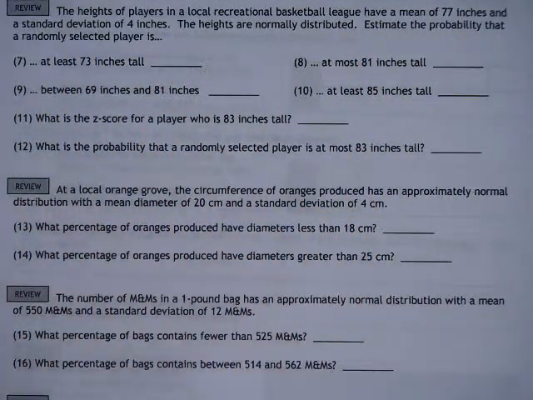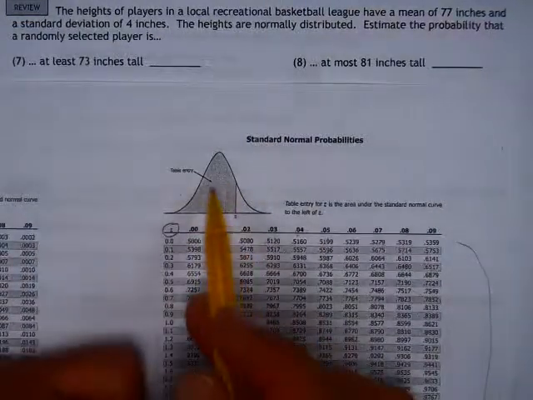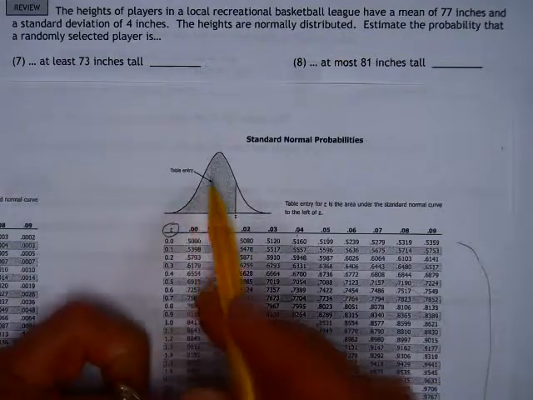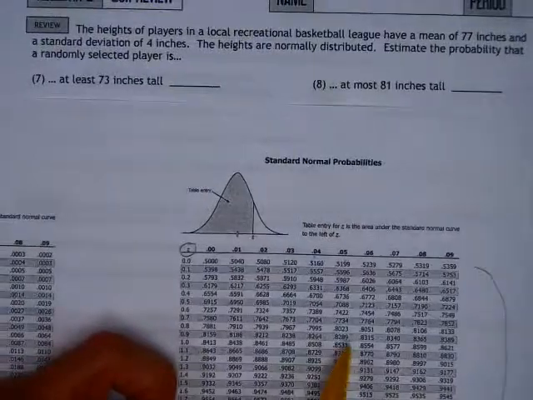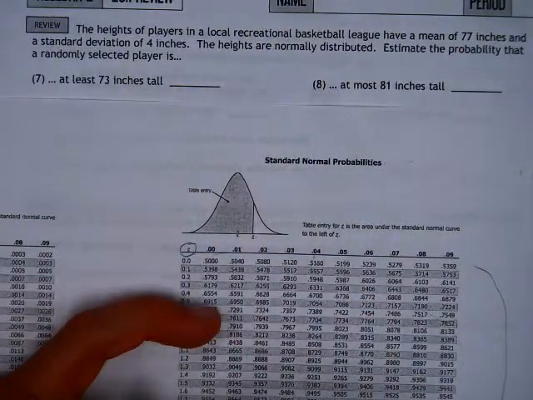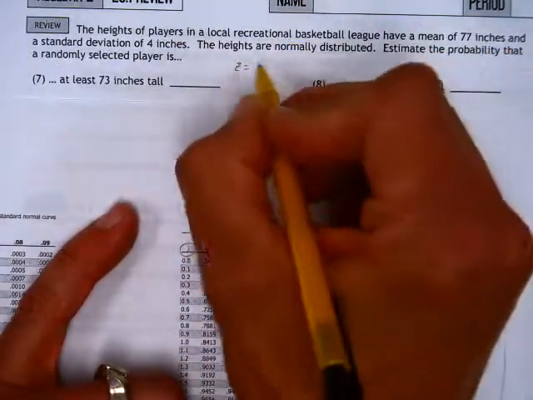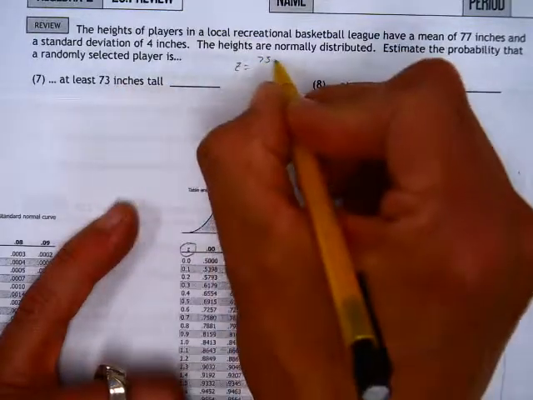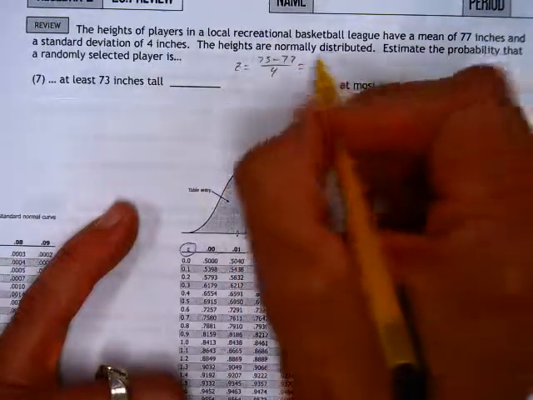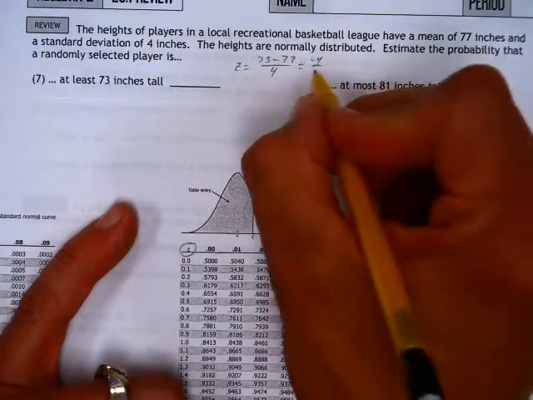Well, again, if you look at the tables here and you're saying at least, it doesn't do at least, it does at most, and it always shades to the left. So we have to approach it with the table still. For 73 inches tall, we go to our z table and calculate the z-score. So z is equal to 73, which is this individual we're talking about, minus the mean, which is 77, over 4. Now that's a nice one. 73 minus 77 is equal to negative 4 over 4.